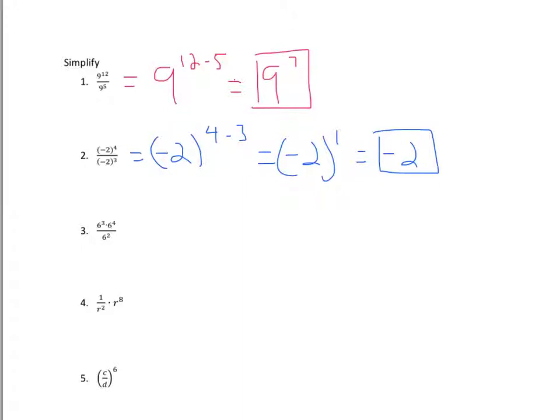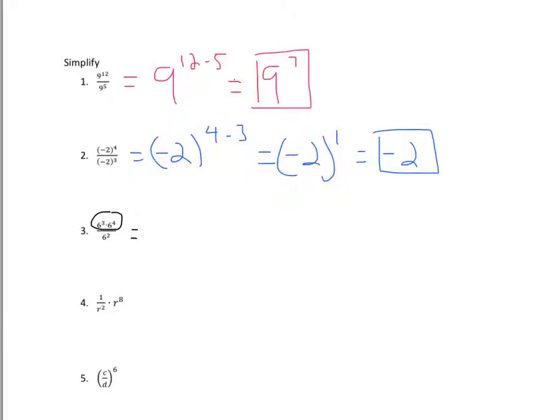Now we'll start stacking some stuff on top of it, to combine and make a little bit more difficult problems. So we've got 6 to the 3rd times 6 to the 4th all over 6 squared. If you have something like this, before you divide, you have to combine your top first. We already know how to do that because we've done the product of powers last section.